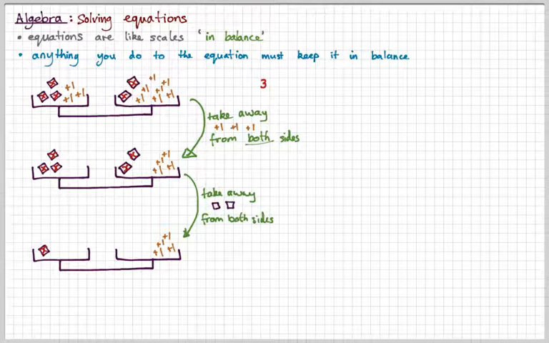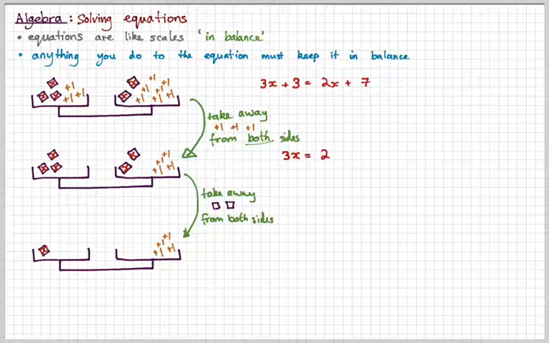Okay? So if we were to write down the situation that we have in algebra, then the first scale we have 3 x's and 3 plus 1s, and on the right hand side we have 2 x's and 7 plus 1s. Okay? So because they are scales in balance, we can say they are the same, so they're equal. Okay? So after that, what we did was we took away 3 from both sides. So the next scale, the second scales there, we have 3 x's on the left hand side, and these are the same as 2 x's and plus 4.